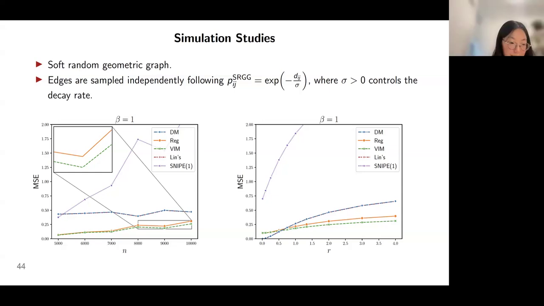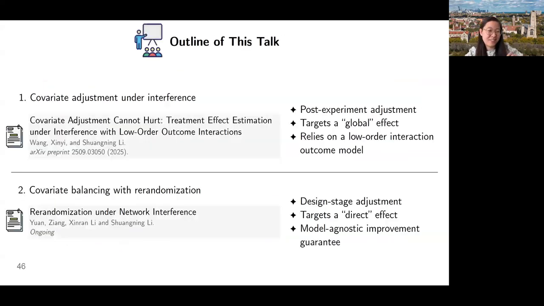Got it. Thank you. Great. So with that, let's quickly go into the second part, and I hope I can wrap up on time.